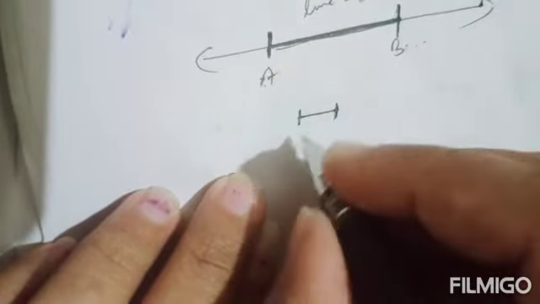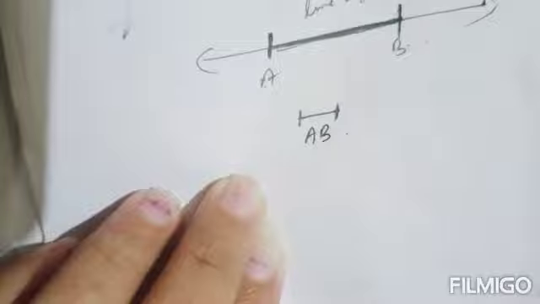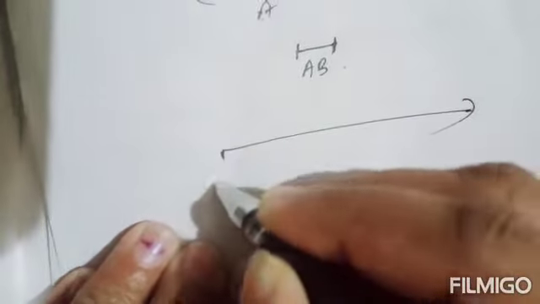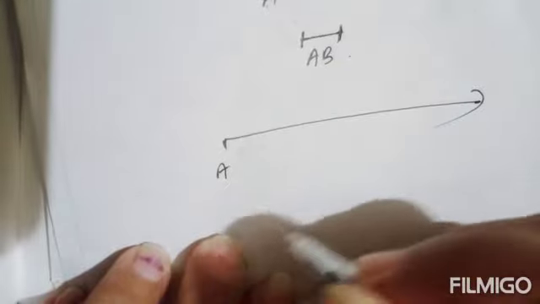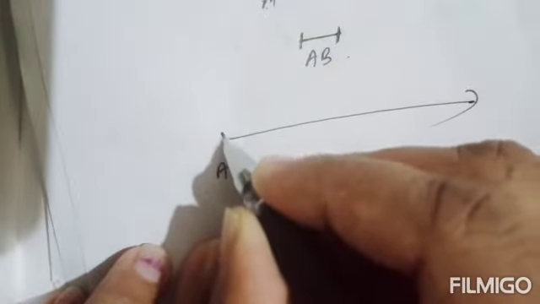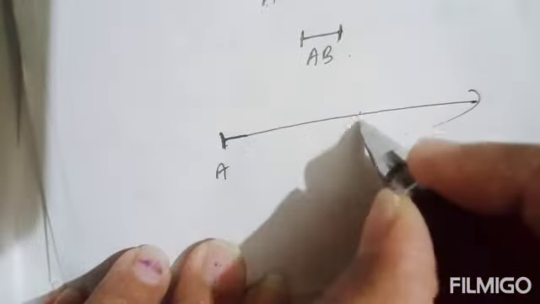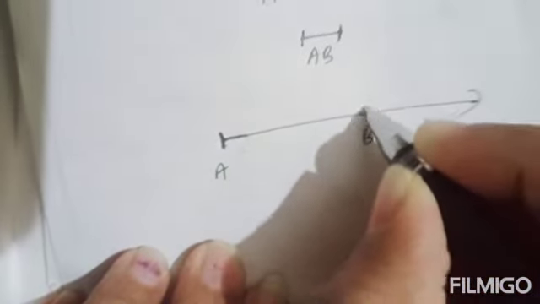So we can name it as line segment AB. Similarly, in the ray also we can find the line segment. Here, this is the starting point of a ray, A, or the initial point, and B is a point on the ray.